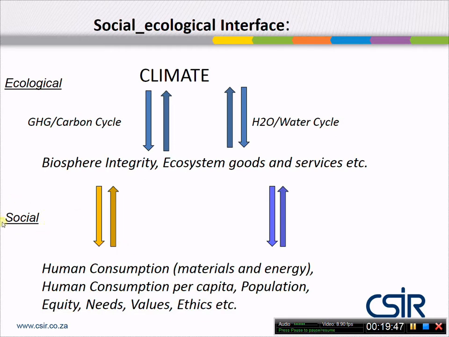In addition, there are numerous social elements of the system, because humans interact with the biosphere and derive ecosystem goods and services. So we need to think about human consumption per capita, population, as well as a host of other social factors, such as equity, needs, values, and ethics.